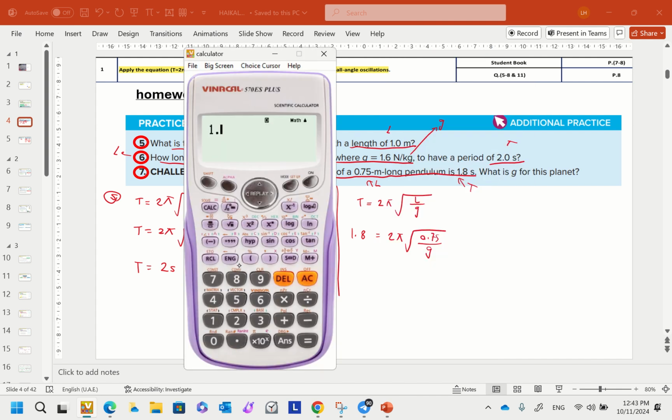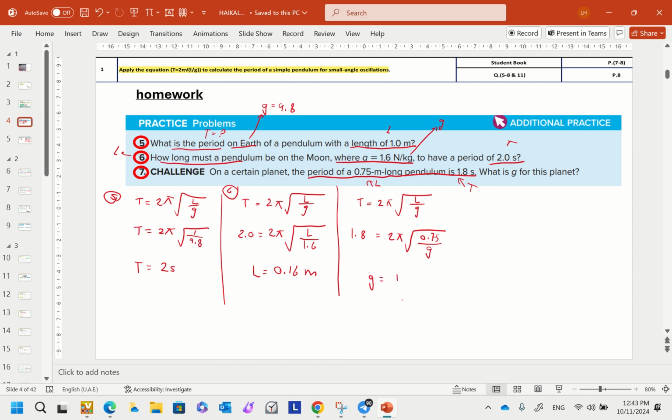So 1.8 equals 2 pi times the square root of 0.75 divided by g, the unknown, and then Shift, Calc, equal, it is equal to 9.13 or 9.14. So the gravitational field on that planet is 9.14 newtons per kilogram.